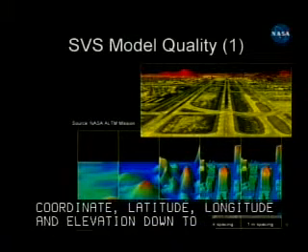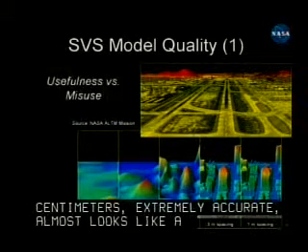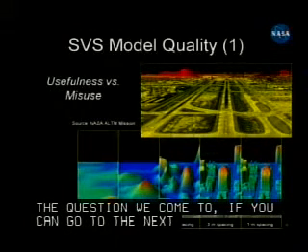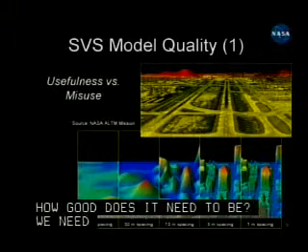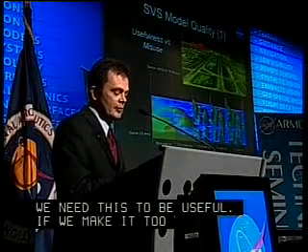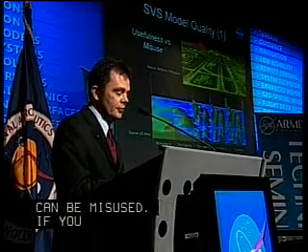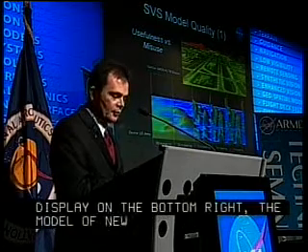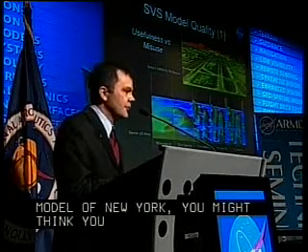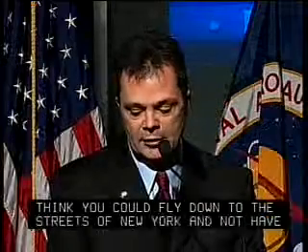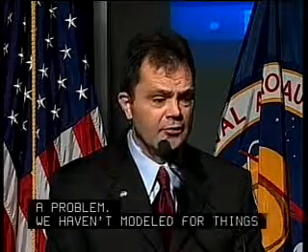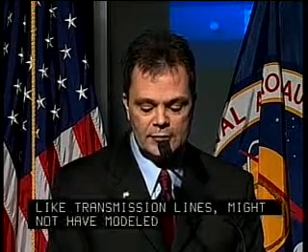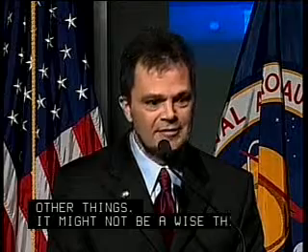The question that we come to is, if you can go to the next transition, how good does it need to be? We need this to be useful, but if we make it too compelling, if you will, it can be misused. For example, if you were to fly using the display there on the bottom right, the model of New York, you might think you could fly down the streets of New York and not have a problem. Whereas we haven't modeled for things like transmission lines, right? We may not have modeled guy wires and other things. So it might not be a wise thing to do. So there's kind of a trade-off we have to do with respect to how good does it have to be. Next chart.